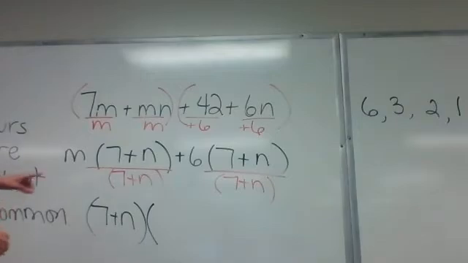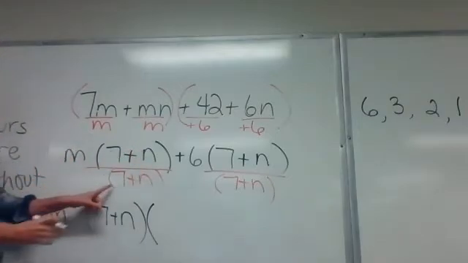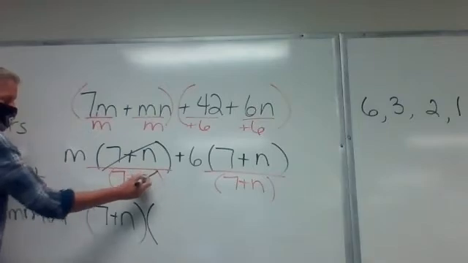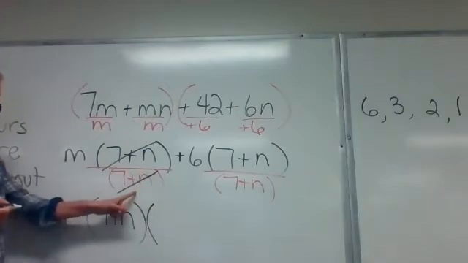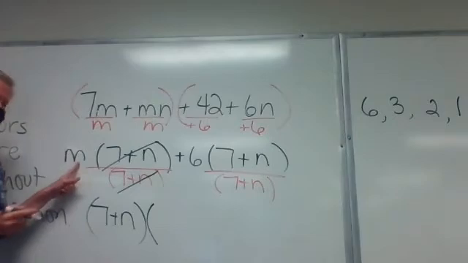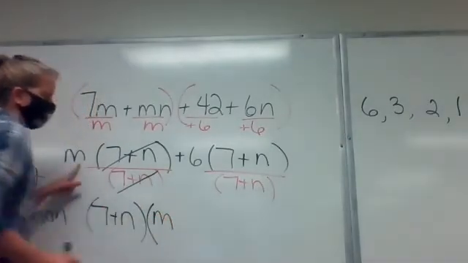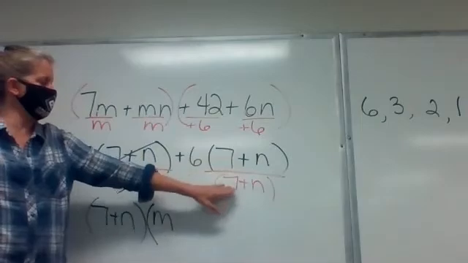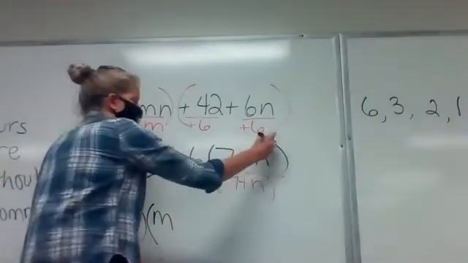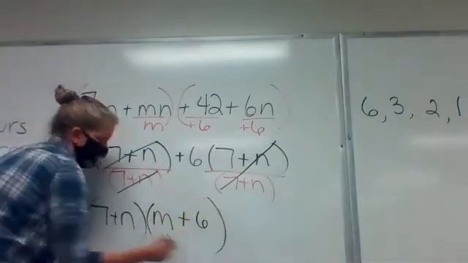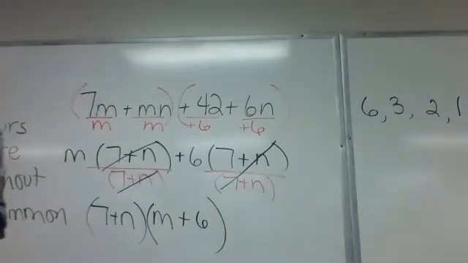So let's see. If I divided this first term by 7 plus n, that means I pulled out this 7 plus n, right? So if I pull this out, what is the only thing you see left? This m. Same thing over here. If I divided 7 plus n, divided by 7 plus n, that cancels, so what is left? Positive 6. And now you're done.